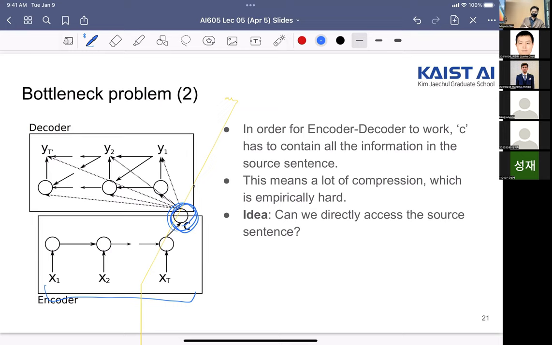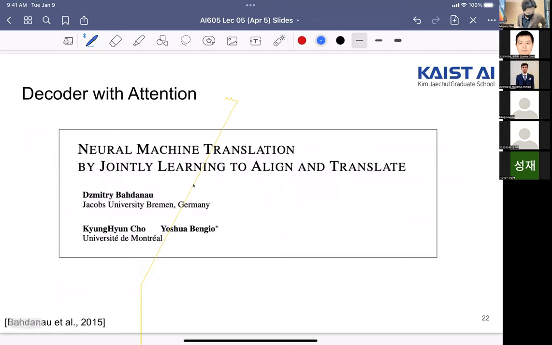So the idea that people have been thinking about, this Cho et al. was proposed in 2014. And by 2015, what people were thinking about is, can we directly access the source sentence instead of trying to summarize that into one vector? So that brings us to the attention mechanism. And this was proposed in 2015. Actually, from the same institution.